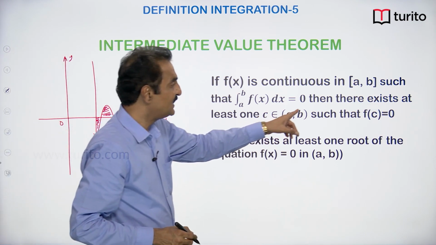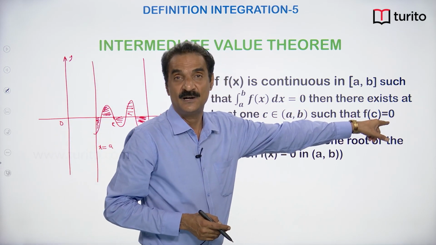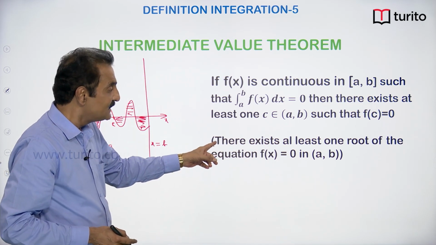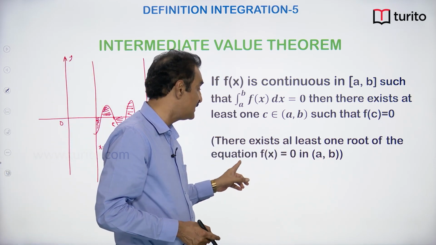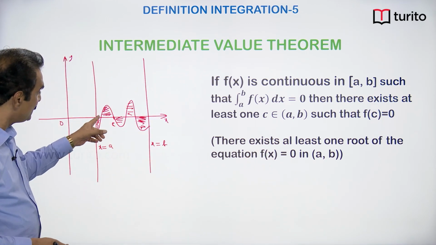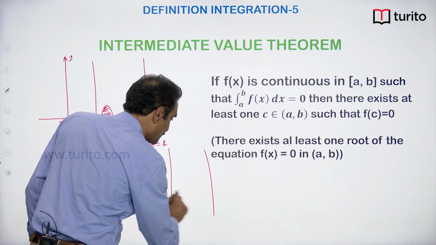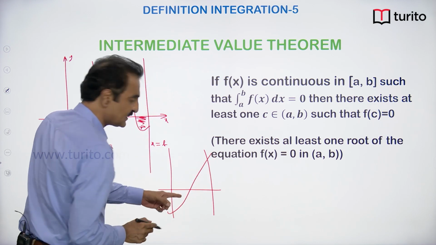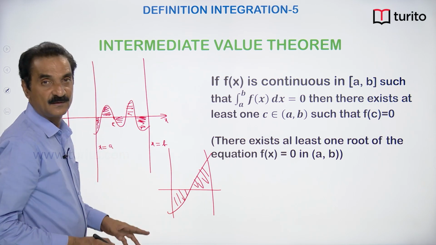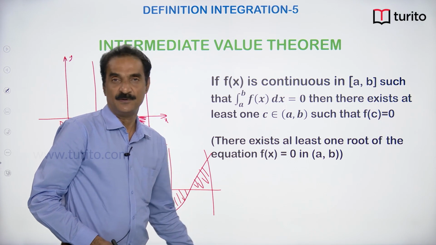So, there exists at least one c in the open interval a to b where f of c is equal to 0 at the point of intersection with the x-axis. Or the same statement can be written as there exists at least one root of the equation f of x is equal to 0 in the interval a to b. In this example there are 4 roots. In some other example, in the whole interval a to b, the graph may intersect only once, so that this area and this area are cancelled. Okay. So, that is called intermediate value theorem.